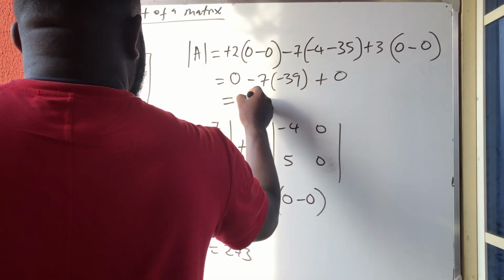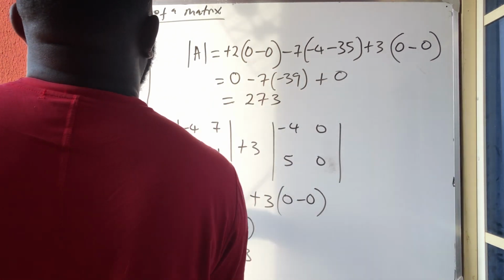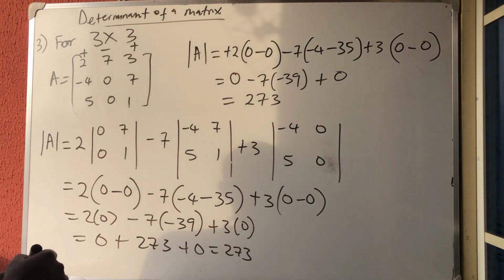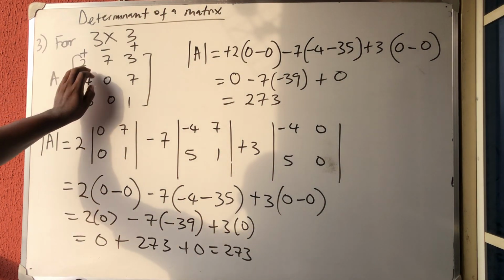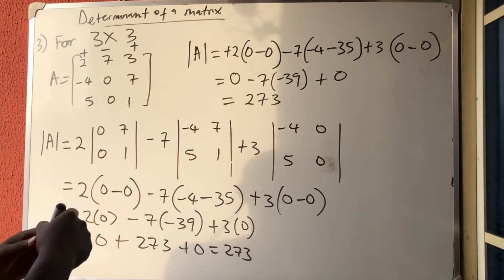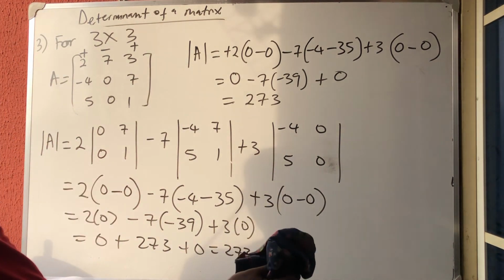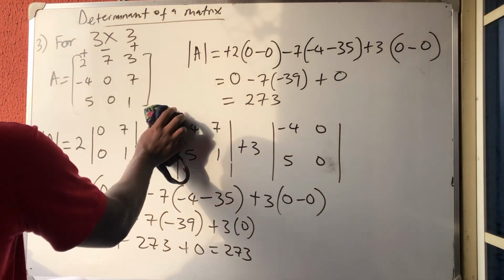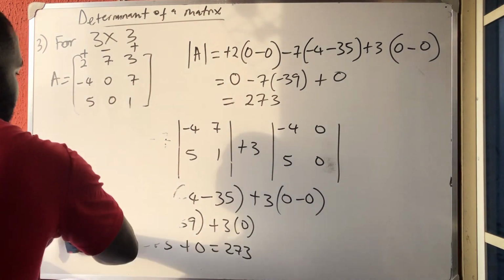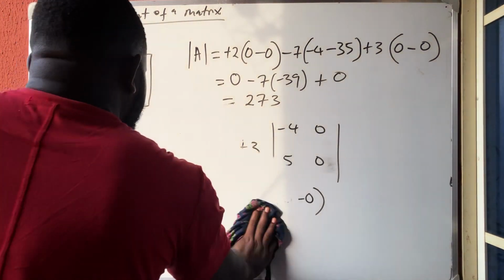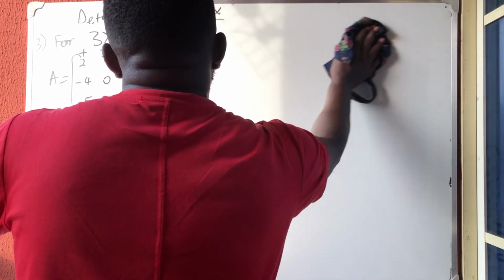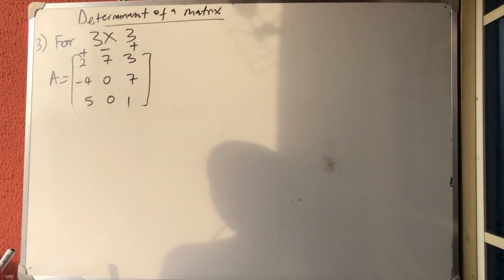So my answer finally becomes 273 without going through all this process. Just know that if you just pick, close it and do your left, right, that's all. So that is the first way of solving it. There's another alternative way of getting it, only for a 3 by 3 matrix, and that alternative way is very, very simple.